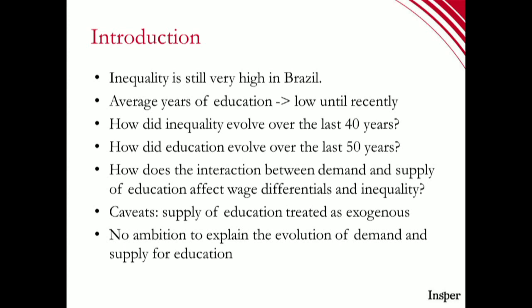There are a series of caveats here. First of all, we treat the supply of education as exogenous. We don't have a model that explains the supply of education. We don't try to explain the evolution of the demand for education either. And also, we treat education groups as separate entities, so we don't have in this chapter a structural model whereby all the education groups interact. It's a very simplified and descriptive view of what happens, as I thought this would fit well in the book.